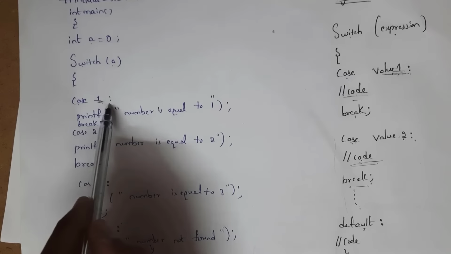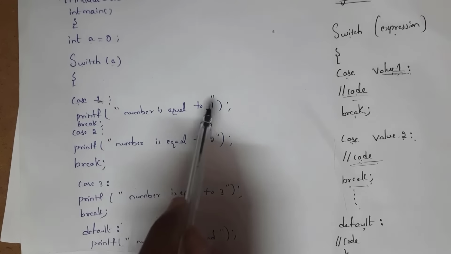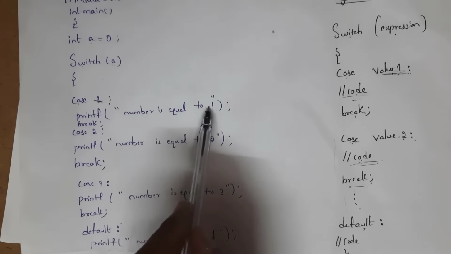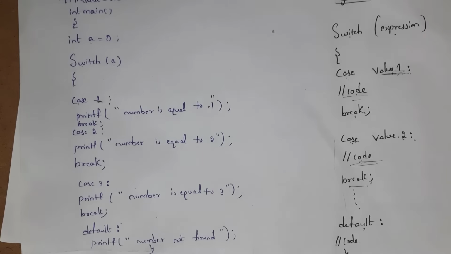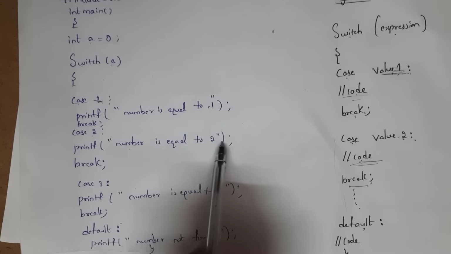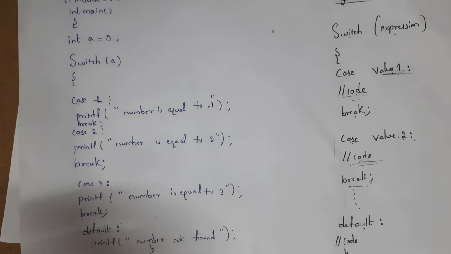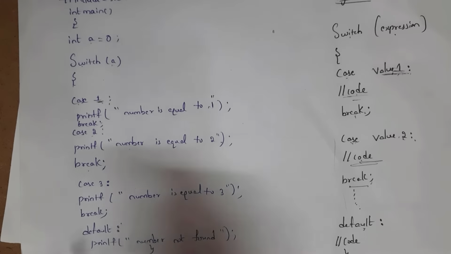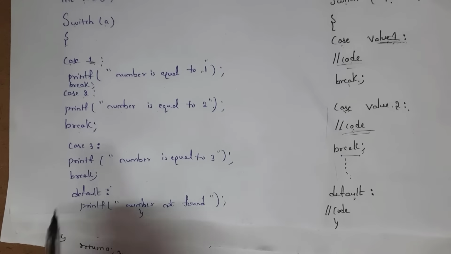This is case 1 colon printf number is equal to 1. Here inside this case 1 I am writing statement, that is number is equal to 1. Now you need to break this case 1. Again I took case 2. After that I am writing statement, that is number is equal to 2, and I am breaking this case 2. So I am using here break. Next I took case 3 colon printf number is equal to 3. At last I return default colon number not found.